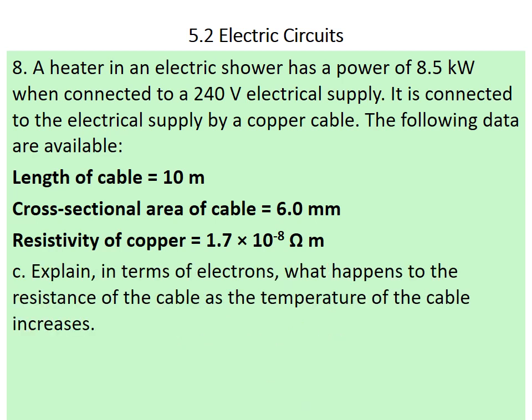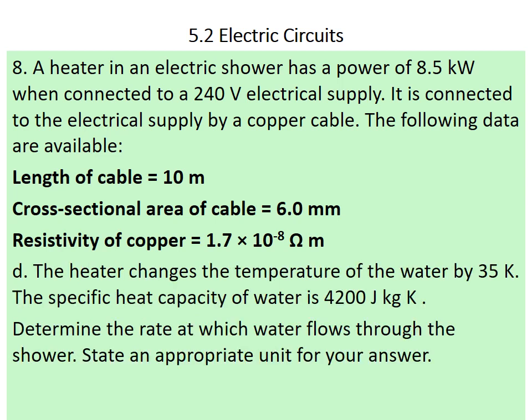Part C, explain in terms of electrons what happens to the resistance of the cable as the temperature of the cable increases. As temperature increases, the vibrational energy of the electrons increases. It becomes more difficult for the electrons to move through the circuit because they're moving in a more chaotic nature.